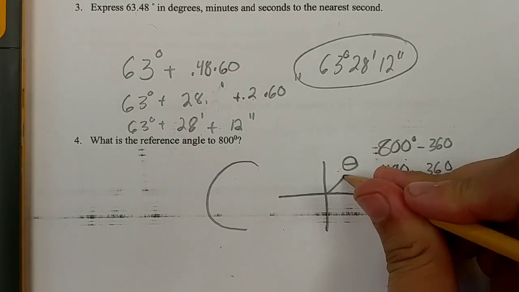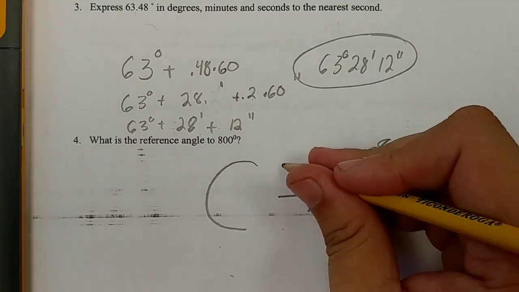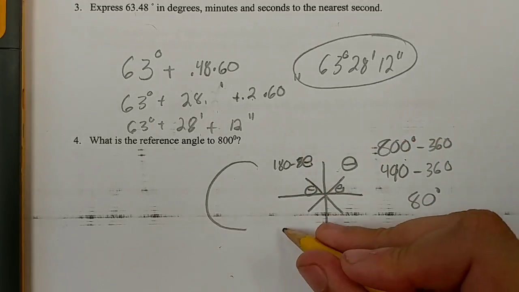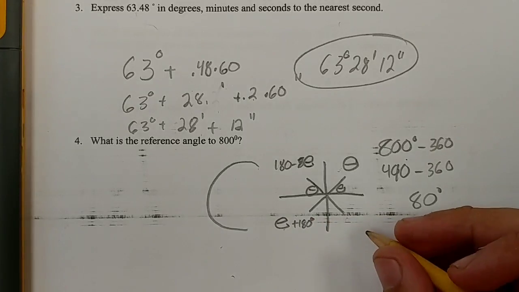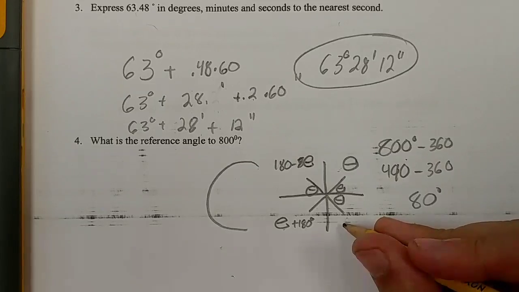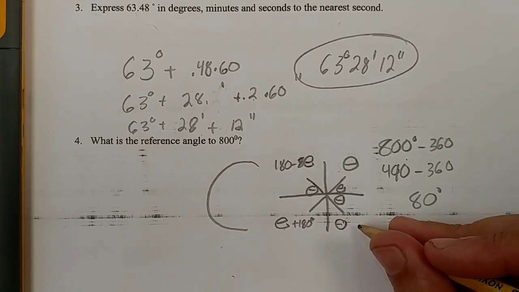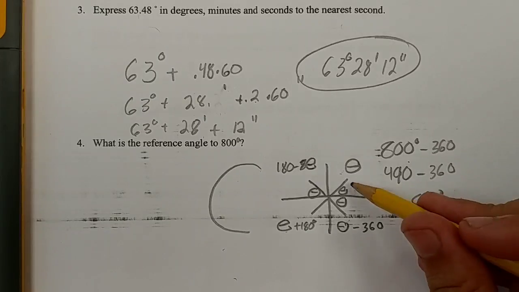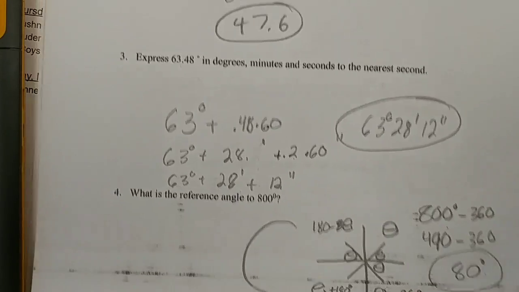Because it's in this quadrant here, this is how it works, remember? Theta is this angle here. Let me just draw these. In this quadrant, the reference angle is 180 degrees minus theta. In this one, it's theta minus 180 degrees. And in this one, the reference angle would be 360 minus theta. Okay? So since 80 degrees lands here, we don't have to do anything special, so 80 degrees is our reference angle.